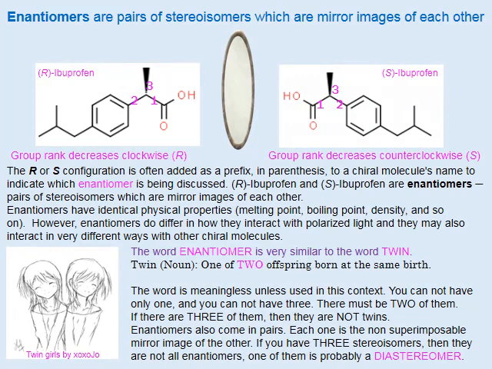The word enantiomer is very similar to the word twin, which is one of two offspring born at the same birth. The word is meaningless unless used in this context. You cannot have only one, and you cannot have three. There must be two of them. If there are three of them, then they are not twins. Enantiomers also come in pairs. Each one is the non-superimposable mirror image of the other. If you have three stereoisomers, then they are not all enantiomers. One of them is probably a diastereomer.